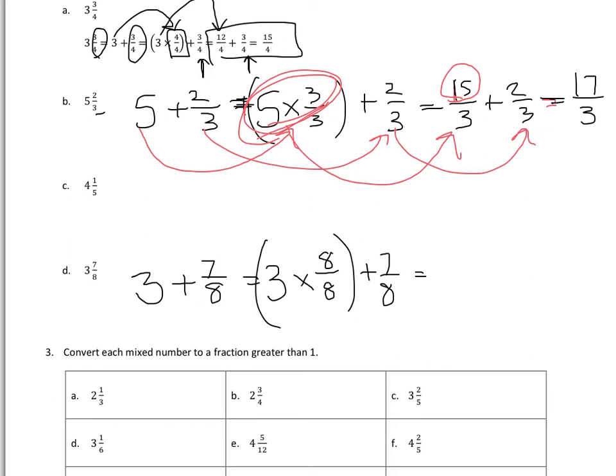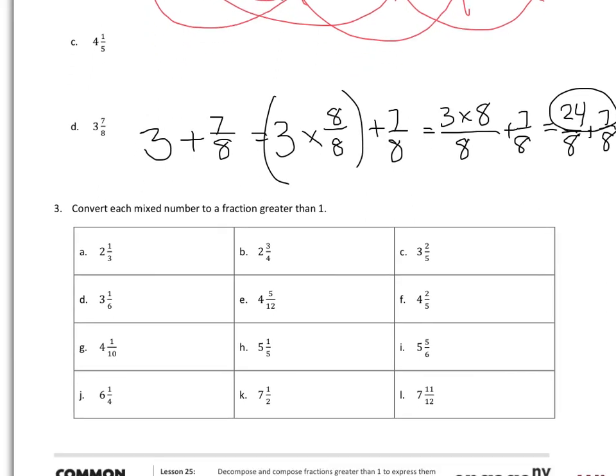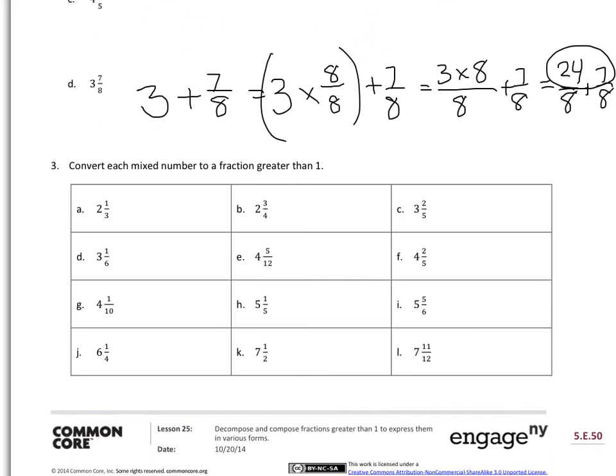Now is where I take the 3 whole times the 8 parts that make a whole plus 7/8. That's going to give me 24/8 plus 7/8. And then my last step is to combine the numerators. Excuse me. So in this one, we're now using the ability to take mixed numbers and make them into fractions.